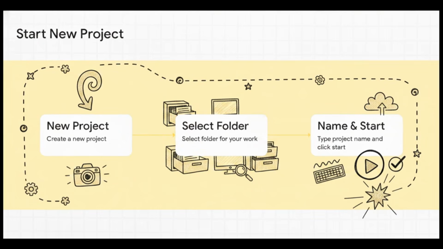Okay, so once you open Shotcut, you'll see the main interface. Getting initialized is seriously so simple. Step 1, create a new project. Step 2, select a folder on your computer where you want your work to be saved. And step 3, just type in your project name and hit Start. Boom! It takes literally seconds to get your workspace ready for the edit.